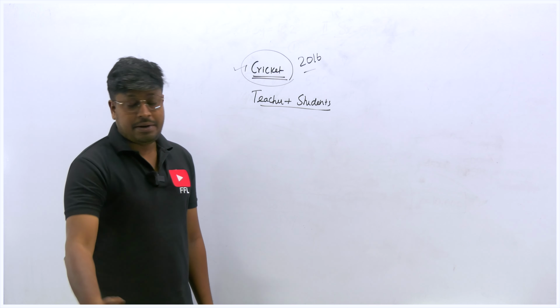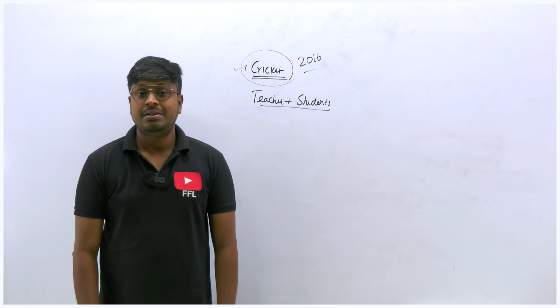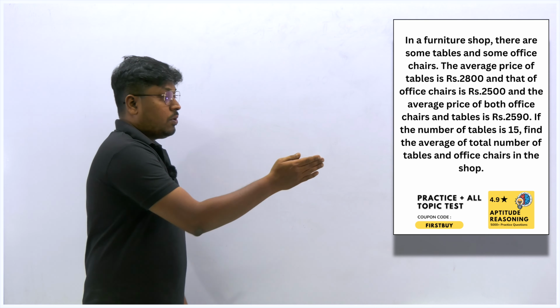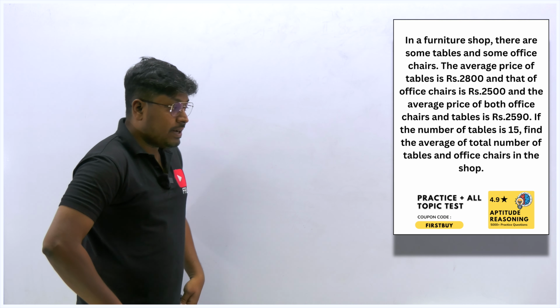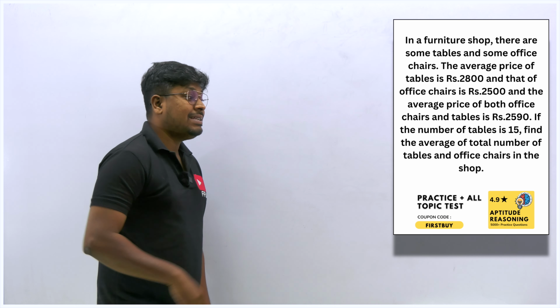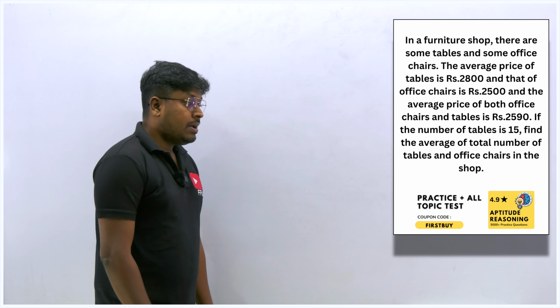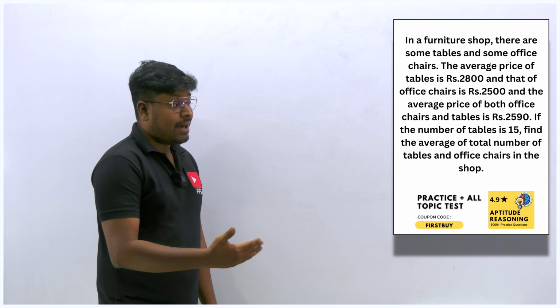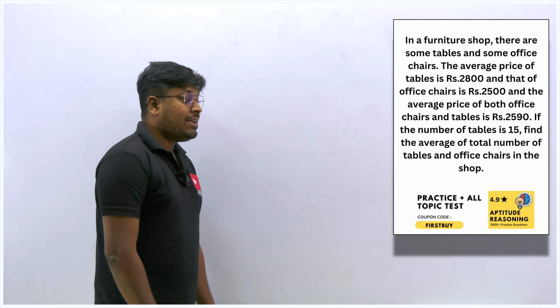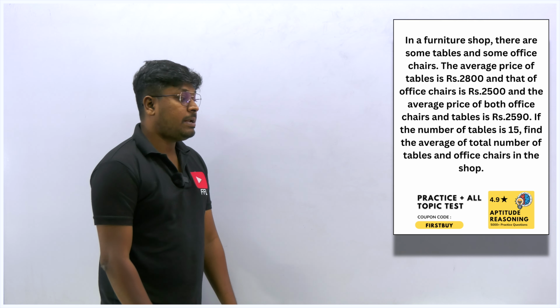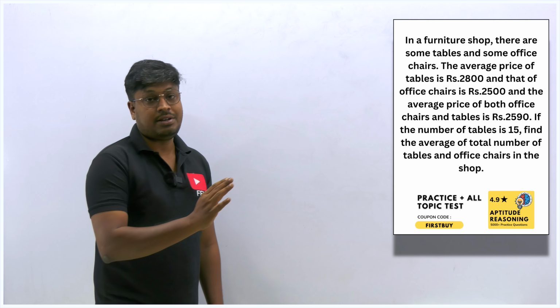So friends, now let me move on to all the important questions on the topic IBPS, RRB, PO and Clerk on the topic average. Question number 1. In a furniture shop, there are some tables and some chairs. The average price of a table is 2800 and that of a chair is 2250, and the average price of both the chairs and the tables is 2590. If the number of tables is 15, find the total number of tables and office chairs in the shop.